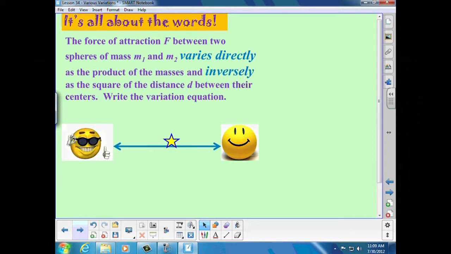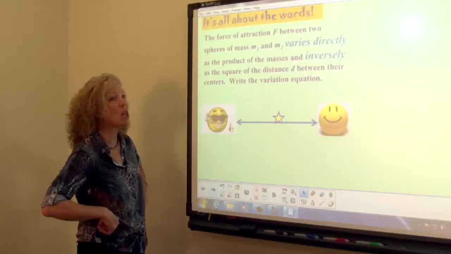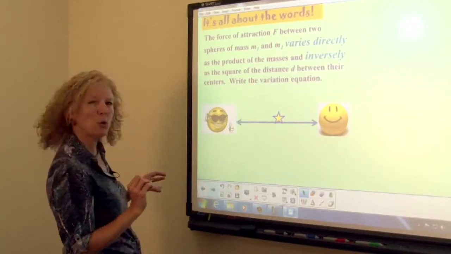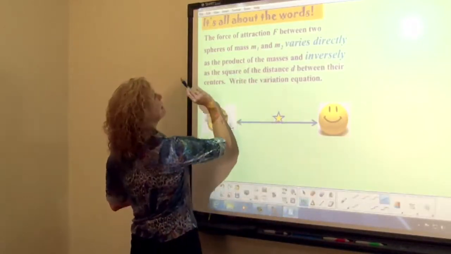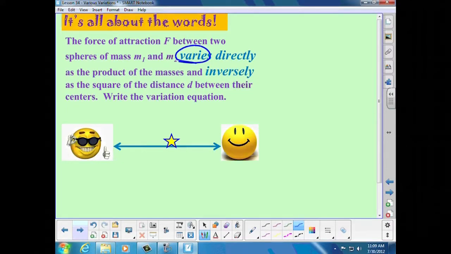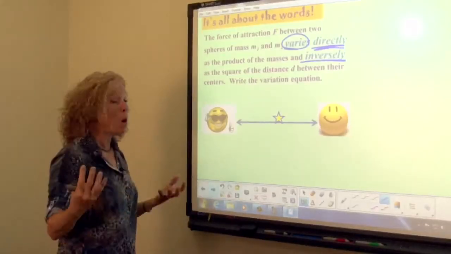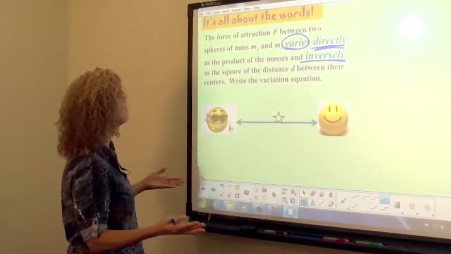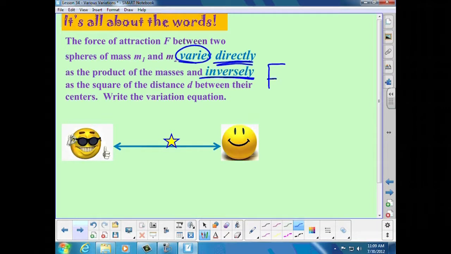The force of attraction F between two spheres varies directly and inversely, and oh my goodness, what a lot of words. So you take it a little bit at a time. I like this word, varies, variations I'm cool with. I like directly, I like inversely. So now I'm going to start to put the pieces together. What the heck is dependent upon other things? Well, the force varies directly as what? The product of the masses.